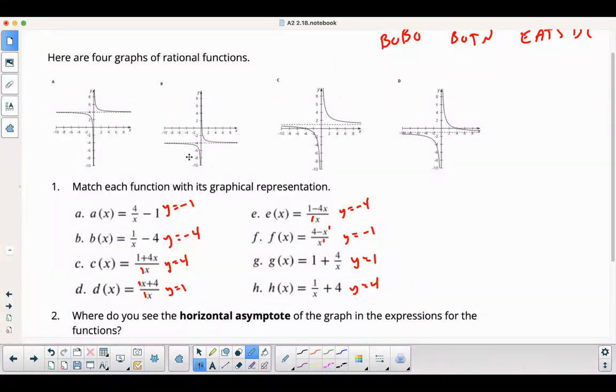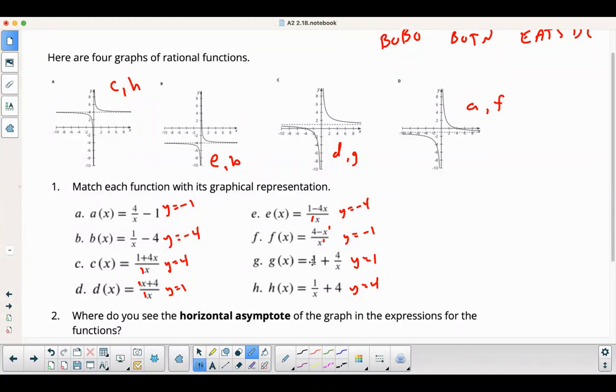So graph B is going to go with, this is y equals -4. That's going to go with E and B. This is y equals 4. So that's going to go with graph C and H. This is y equals 1. So that's going to be graph D and G. And then this is y equals -1. So that's going to be A and F.